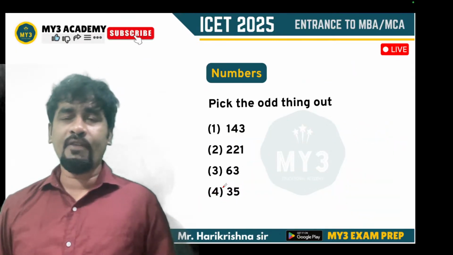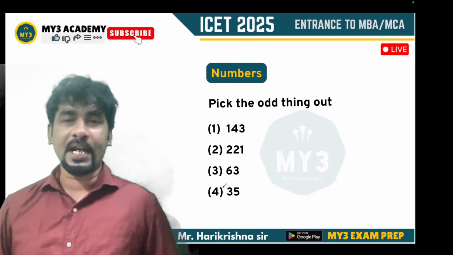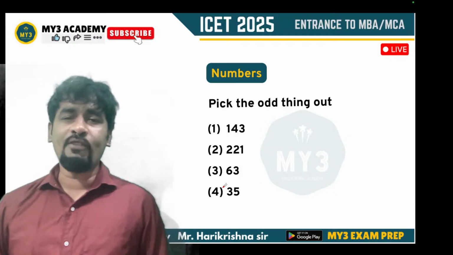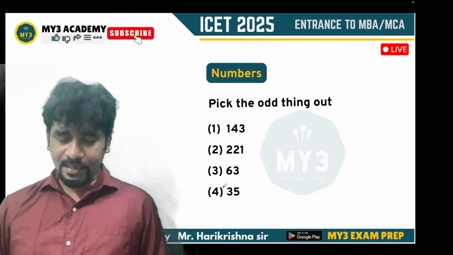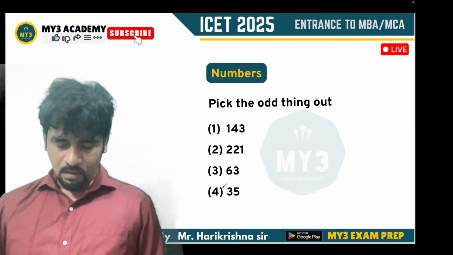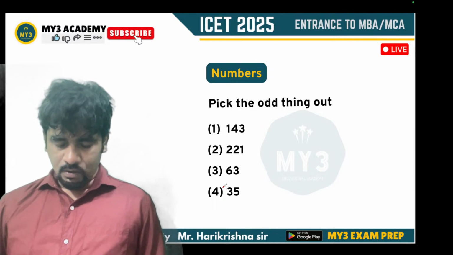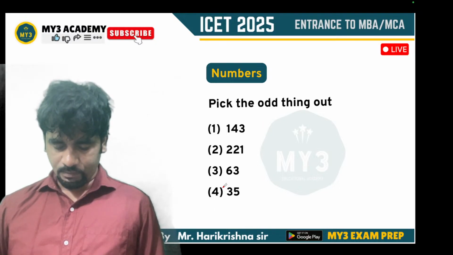Look at the next question available on the screen, expecting your answer choice. Pick the odd thing out. 143, 221, 63, 35. Sushmita is saying option 4.